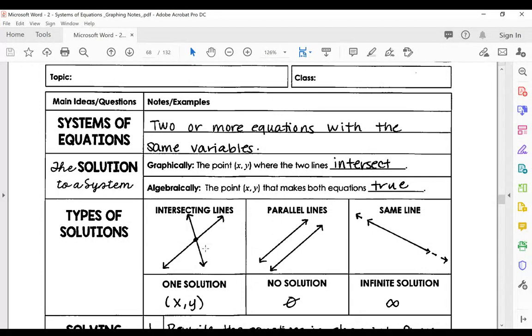When you graph two lines, there are three scenarios. The first one is the most common, and that is that the two lines will intersect, and the point where they cross is your solution.